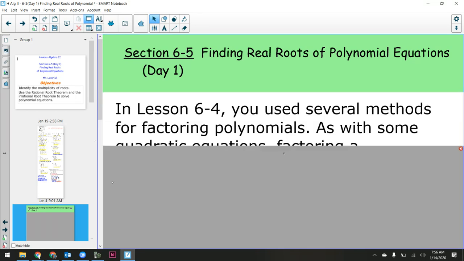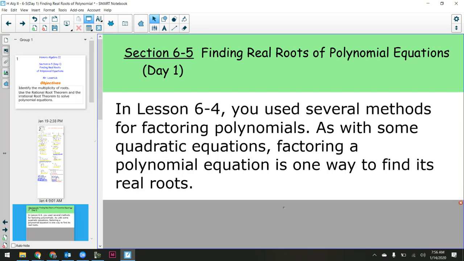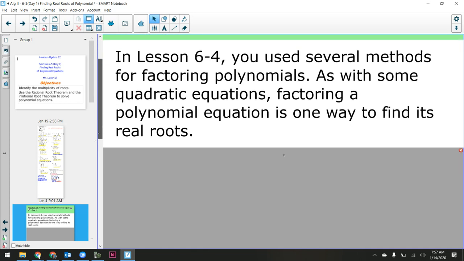In lesson 6.4, we used several methods of factoring polynomials. As with quadratics, is everything factorable? No. Not everything is factorable. The same is true for polynomials. Think about the sum and difference of cubes that we learned yesterday. That's a very specific case. It's got to be a binomial where both terms are perfect cubes. So, as with some quadratic equations, factoring a polynomial is just one way to find the real roots.